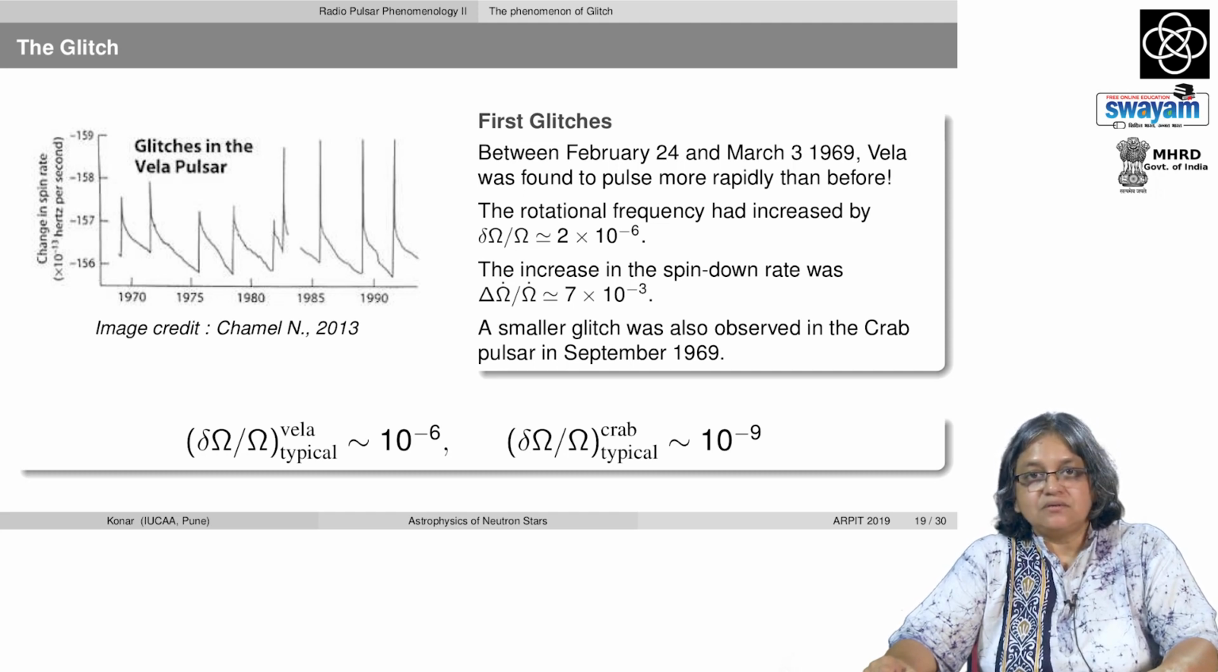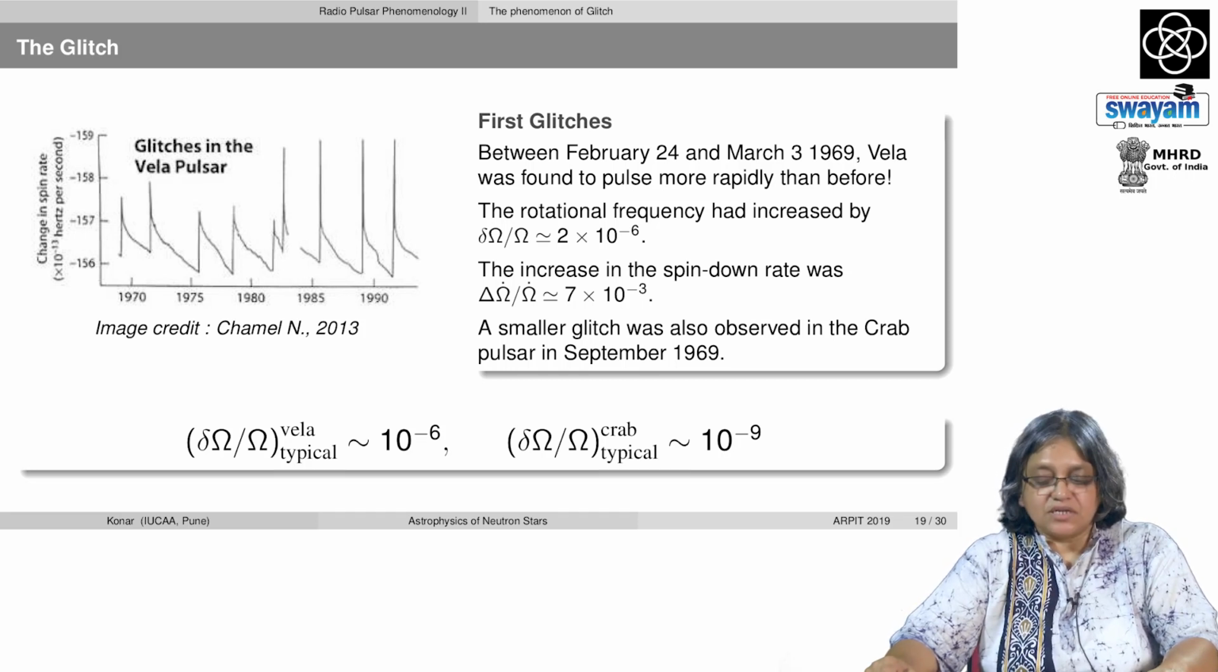A smaller glitch, not of this large magnitude, was also observed in the Crab pulsar in September 1969. Since then, both Vela and Crab have been showing this kind of period glitches every now and then. They are repeating this behavior over all these years that they have been observed. While Vela mostly has large glitches, Crab mostly has smaller glitches.